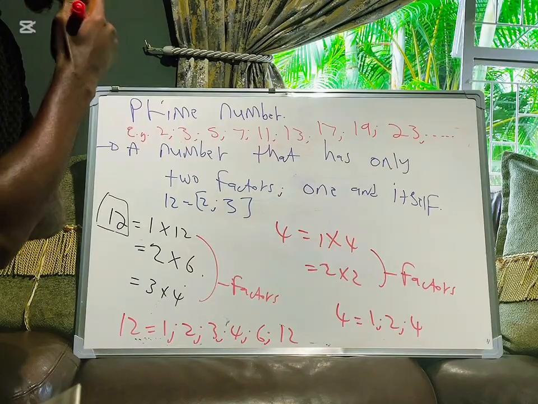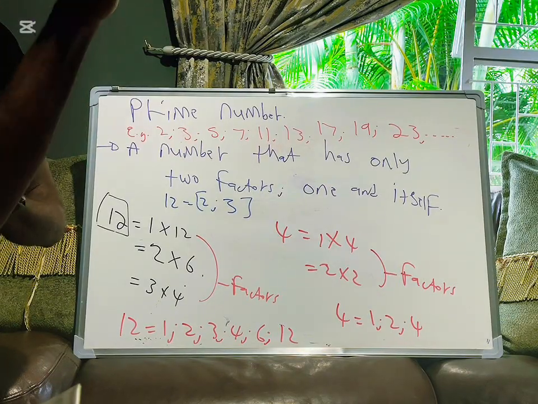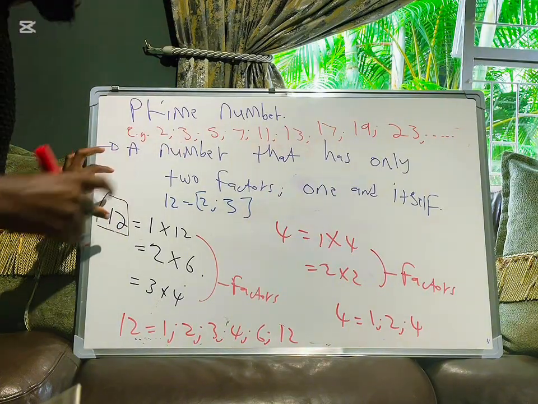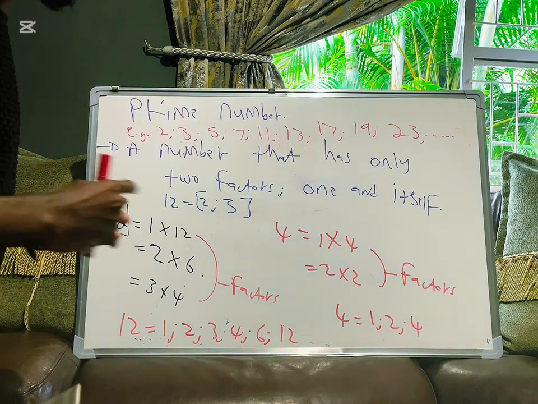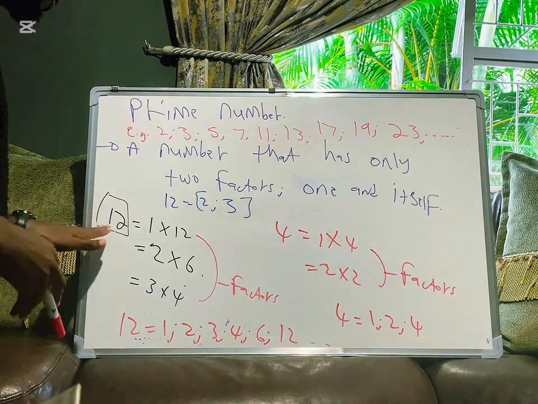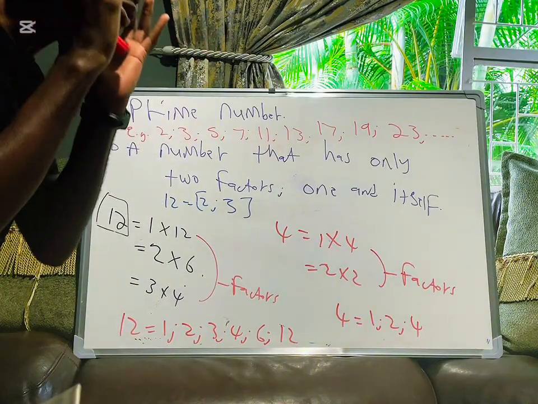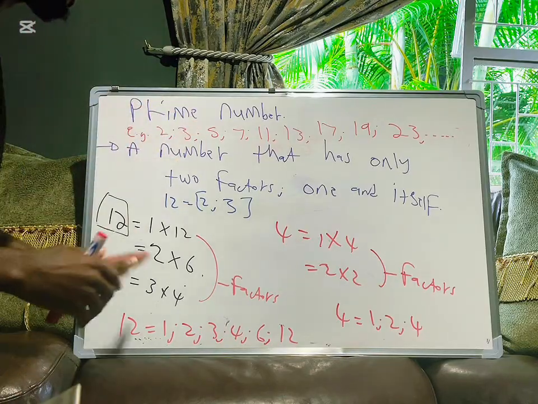Alright. Another thing we must consider is this. They will ask us a question. They will say, determine the prime factors of 12. And how are you going to determine the prime factors of 12? Firstly, you need to write down 12 as I've shown you. You write 12 and then you must try to find all the possible factors that can give you 12.